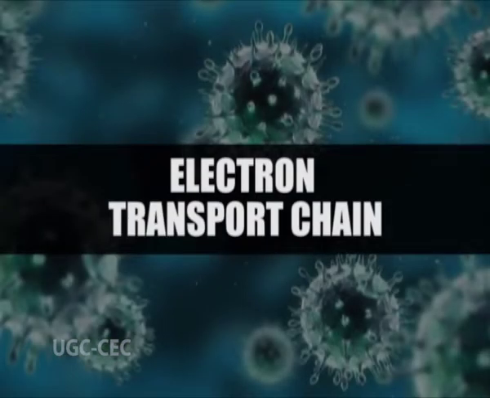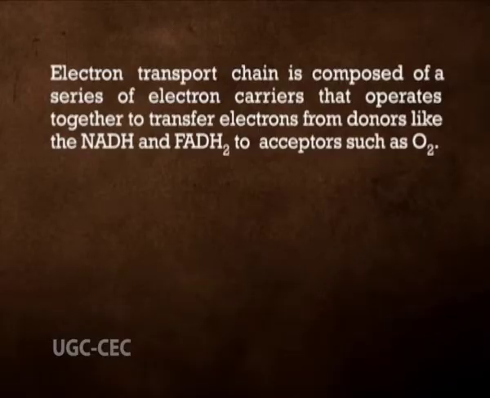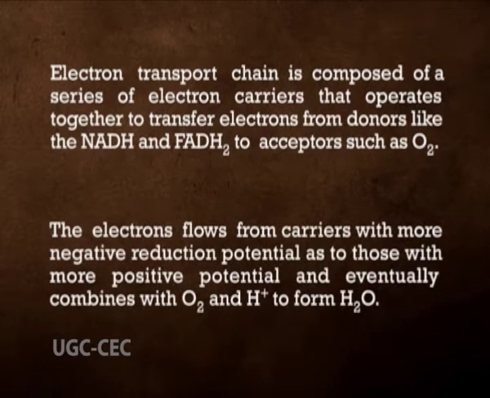So now we'll come to the electron transport chain. The electron transport chain of bacteria operates in the plasma membrane. Most of the ATP that is generated aerobically comes from the oxidation of NADH and FADH2 in the electron transport chain. The electron transport chain is composed of a series of electron carriers that operate together to transfer electrons from donors like NADH and FADH2 to acceptors such as oxygen. The electrons flow from the carriers with more negative reduction potential to those with more positive potential, and eventually combine with oxygen and hydrogen ions to form water.